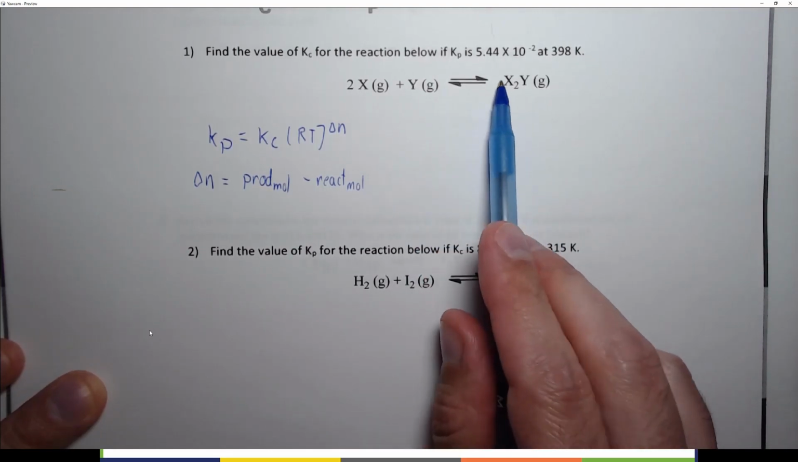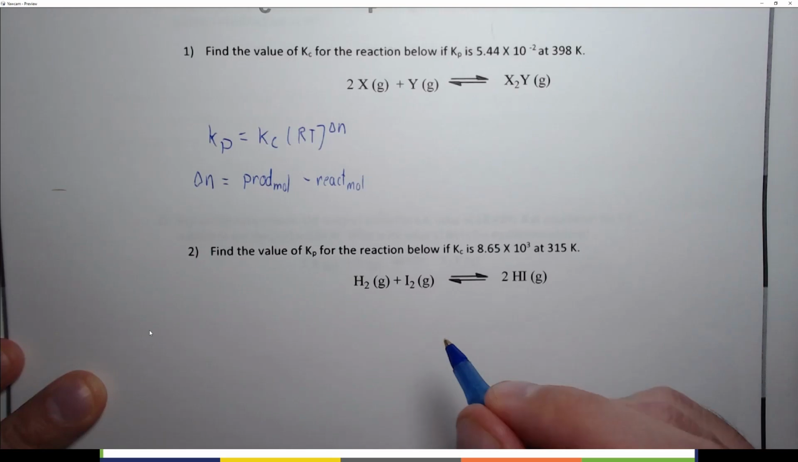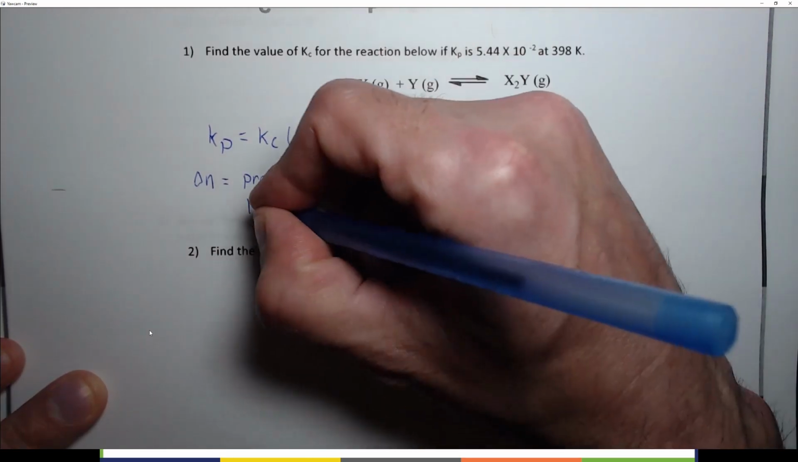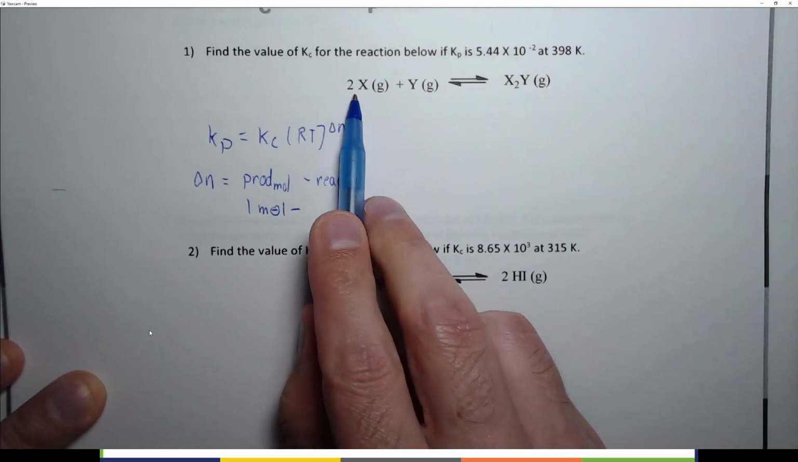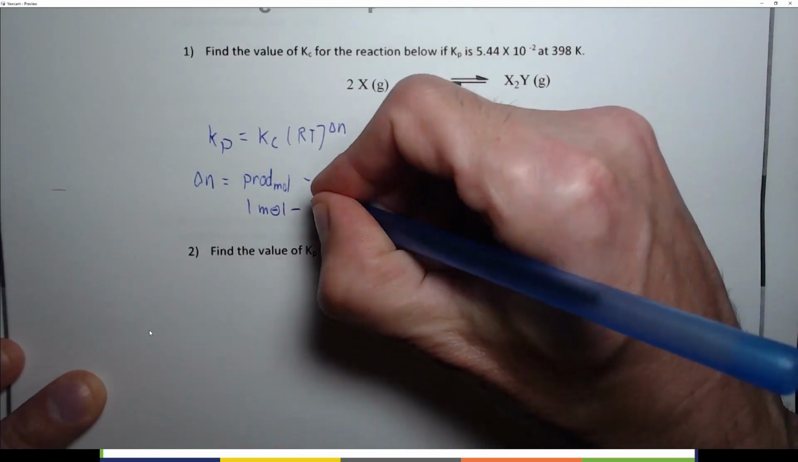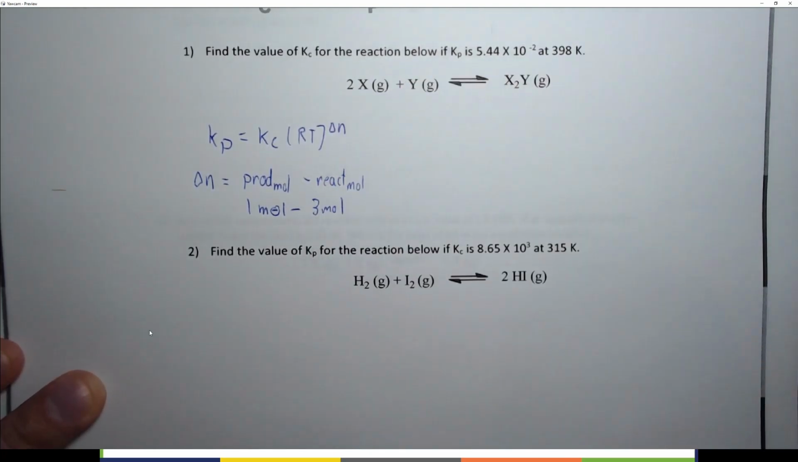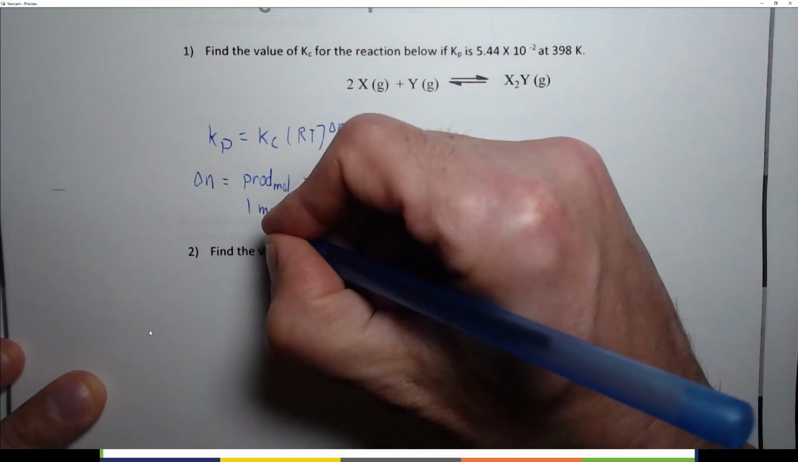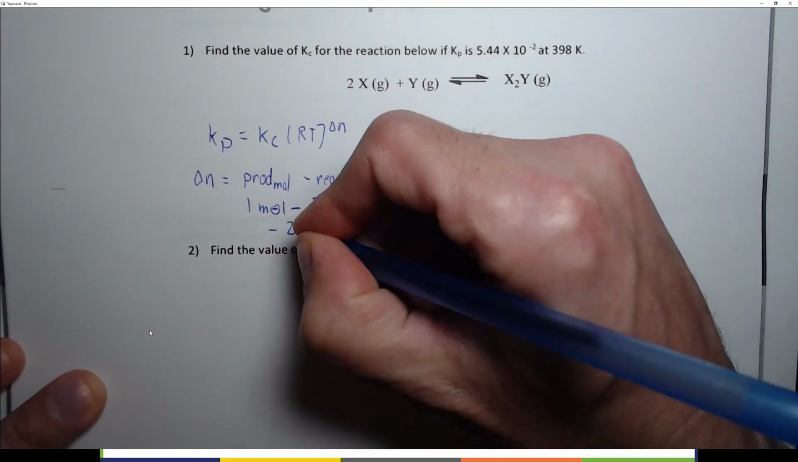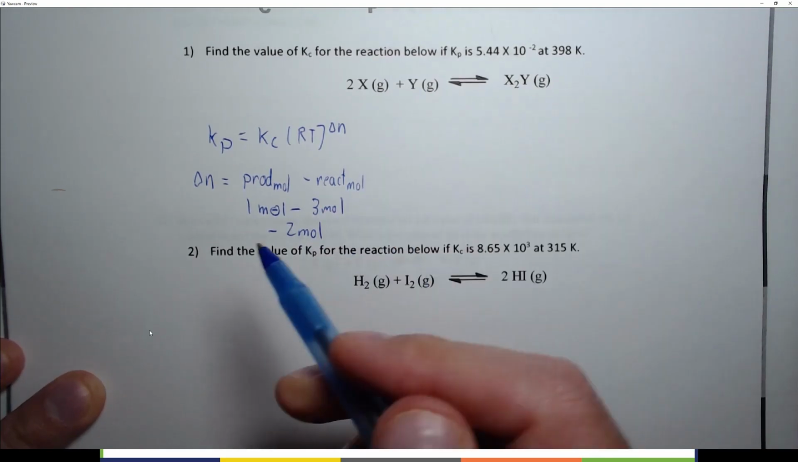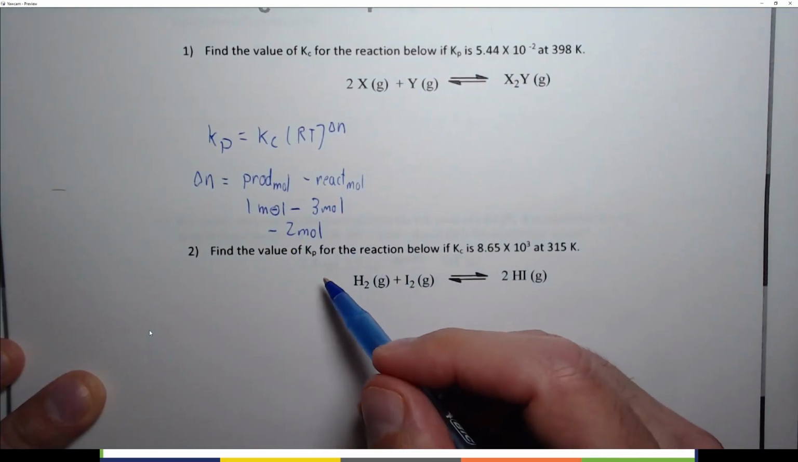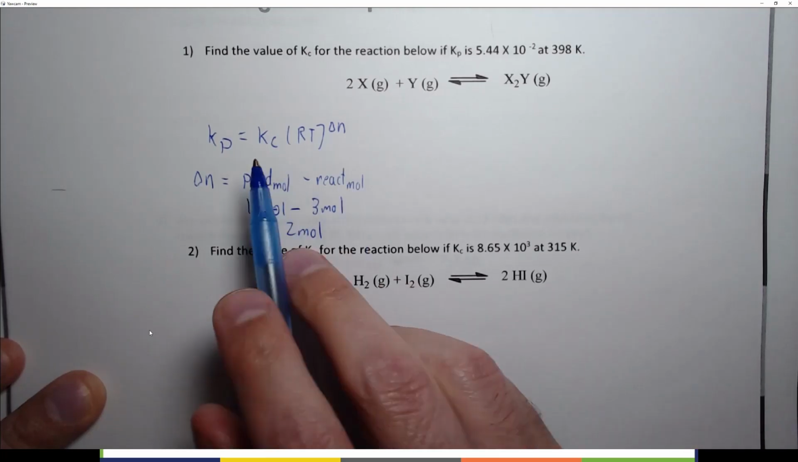So in this case, on the product side, we have 1 mole of gas, X2Y. And on the reactant side, we have 2 X's and a Y, or a total of 3 moles of gas, which means that we lost 2 moles of gas, right? We had 3, now we only have 1, so we lost 2 moles, and delta N is minus 2. Well, now we can plug in.